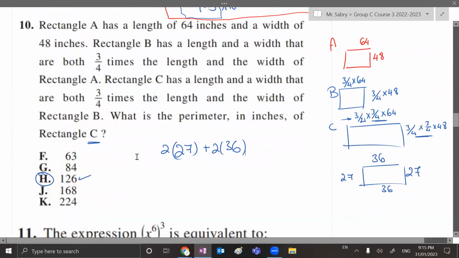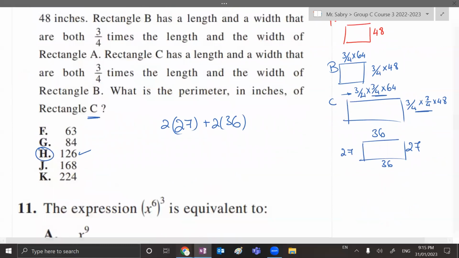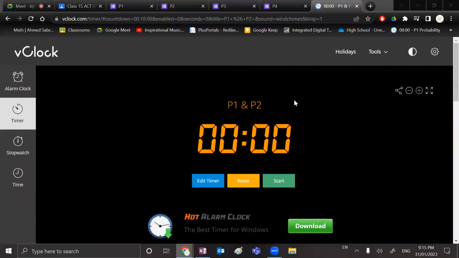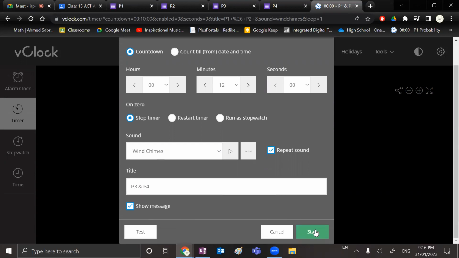Let's quickly right away head to Google Classroom and start working on parts 3 and 4. For parts 3 and 4, we'll get a total of 12 minutes. 12 minutes starting now.